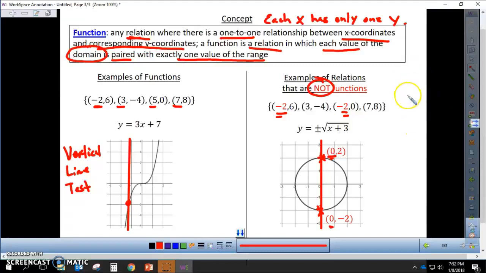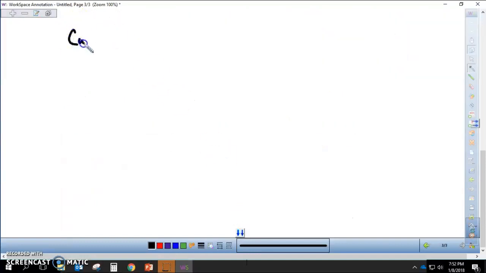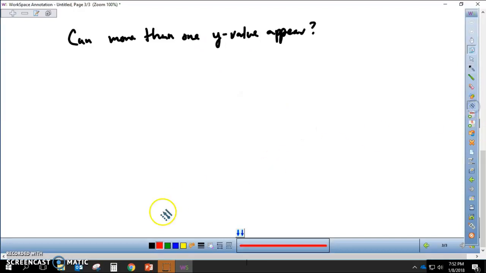All right, now is it okay for more than one y value to exist? That is perfectly fine, right? A good example of this, and I'll pose this right here: can more than one y value appear or exist? Can a y repeat with a different x? And the answer to that question is yes. Now here's an example of that.